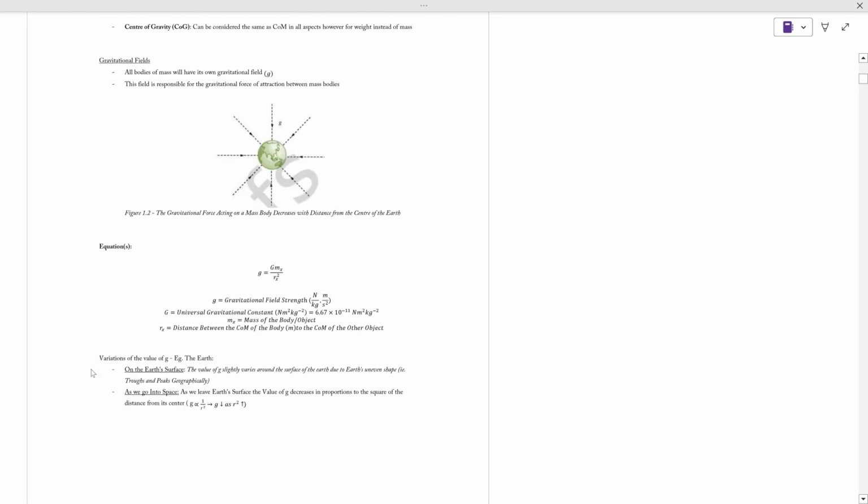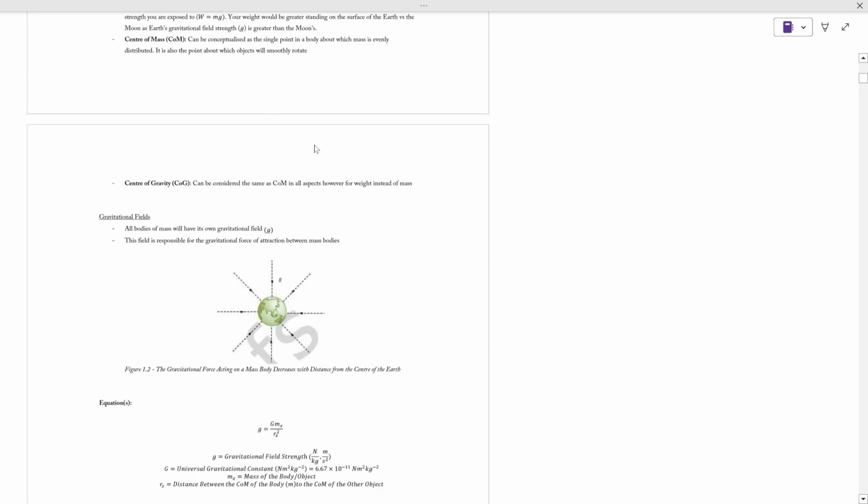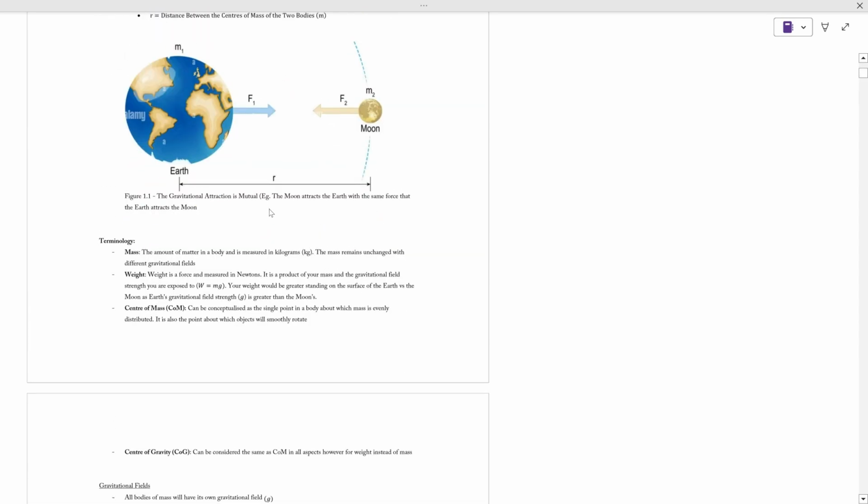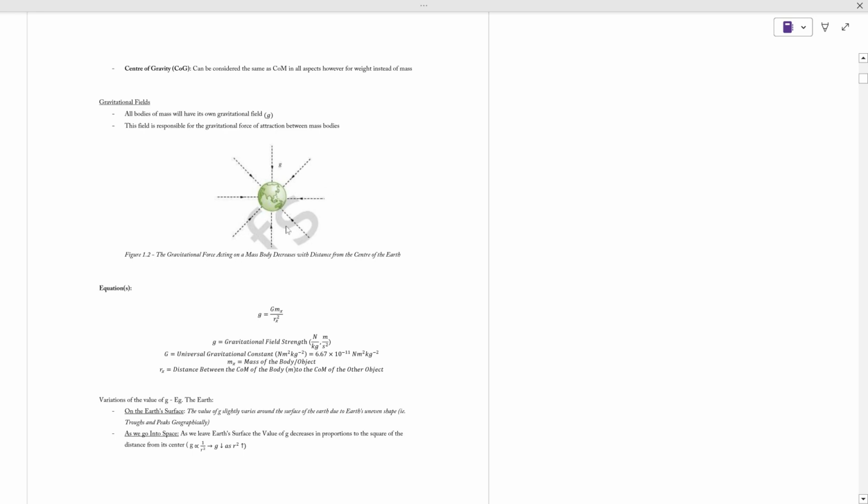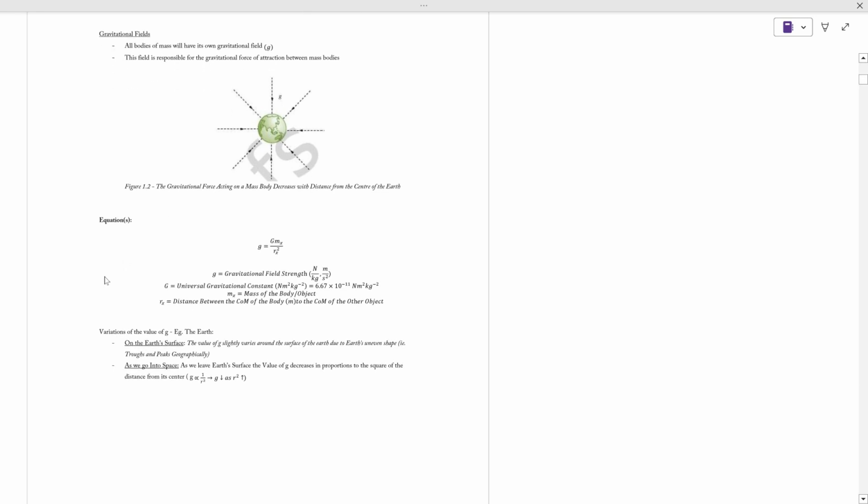So moving on to gravitational fields. So key thing is all bodies of mass will have their own gravitational field, denoted by small g. The field is responsible for the gravitational force of attraction between mass bodies. This is what gives rise to basically that force of attraction. So here you have an example of, let's say that's Earth, and these are basically the gravitational field lines coming into Earth.